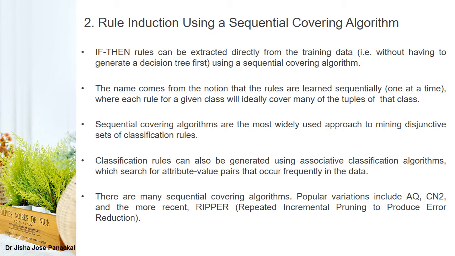Classification rules can also be generated using associative classification algorithms that we are going to discuss in the further slides, which search for attribute value pairs that occur frequently in the data. There are many sequential covering algorithms. Popular variations include AQ, CN2, and RIPPER. RIPPER stands for repeated incremental pruning to produce error reduction. These are the various sequential covering algorithms that we can use.